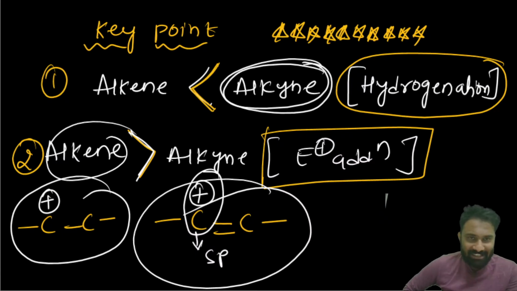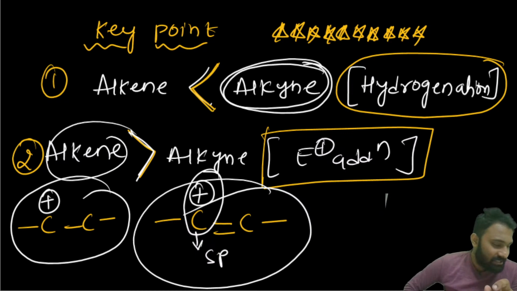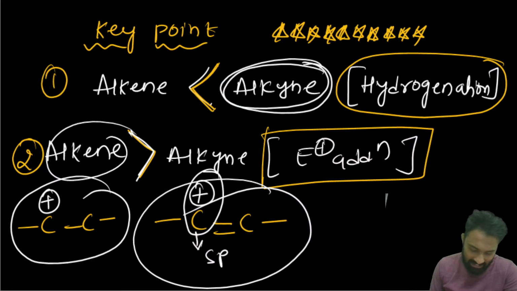I said this one, right? In the electrophilic addition reaction, alkene will readily undergo than the alkyne. But here also generally it will undergo, but you have to cross check which reaction goes very fast. You have to cross check the reaction. How to cross check, I will tell you the key point.